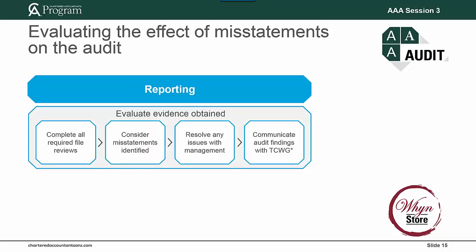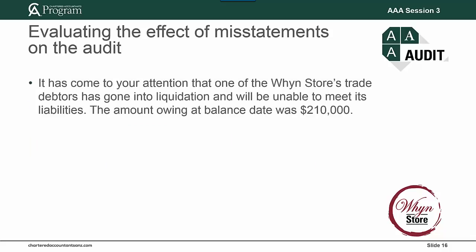So as we have completed our audit work and file review, the next thing to do here is to consider whether there are any misstatements identified as a result of these issues. So let's quickly look back at the first issue. The issue here is that a debtor relating to the wine store has gone into liquidation and therefore will be unable to pay the amount owing of $210,000. So as a result, there is a misstatement here and a correcting entry is required to rectify this.